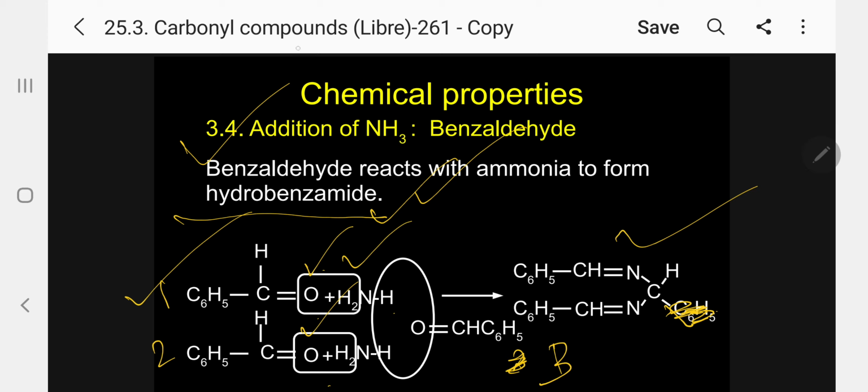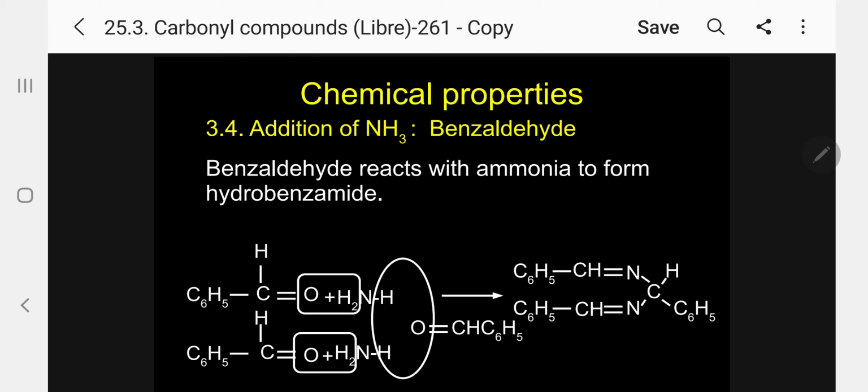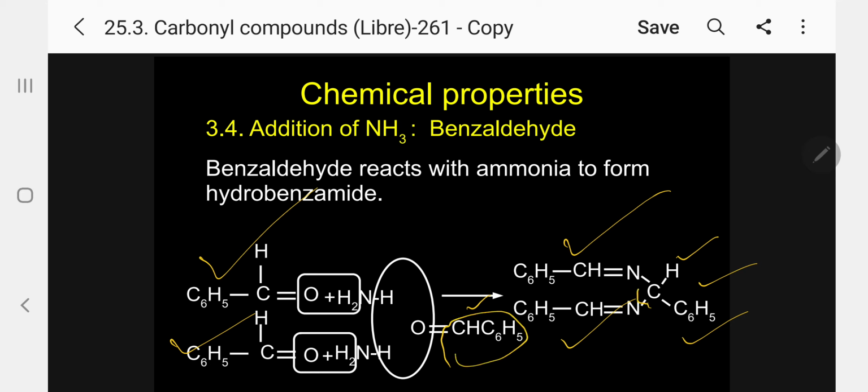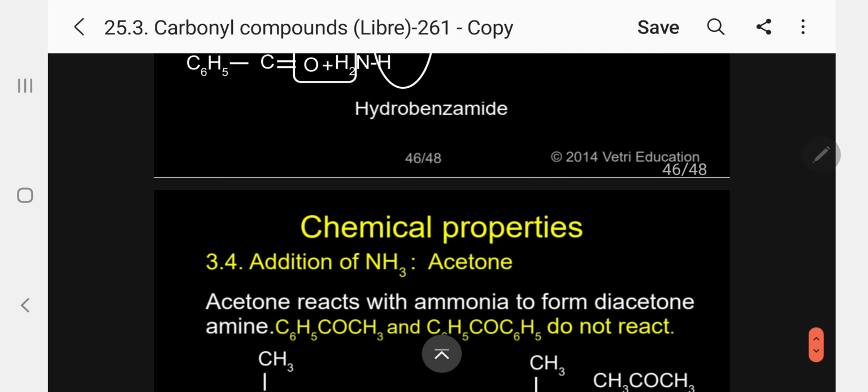So from this, okay. Kindly follow. That means this part is from here, and this part is actually from here, and it is connected. So on one side this is C6H5, on the other side H is connected. Kindly follow. So this is the carbon that is present here. This is the carbon that is present here. So there is H and C6H5. This is called hydrobenzamide. Please follow.